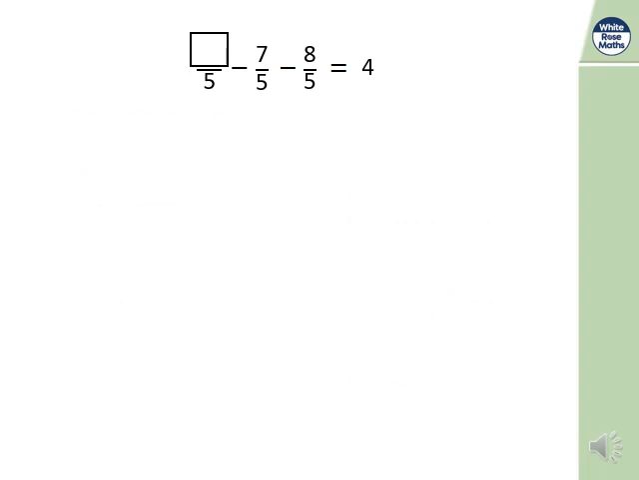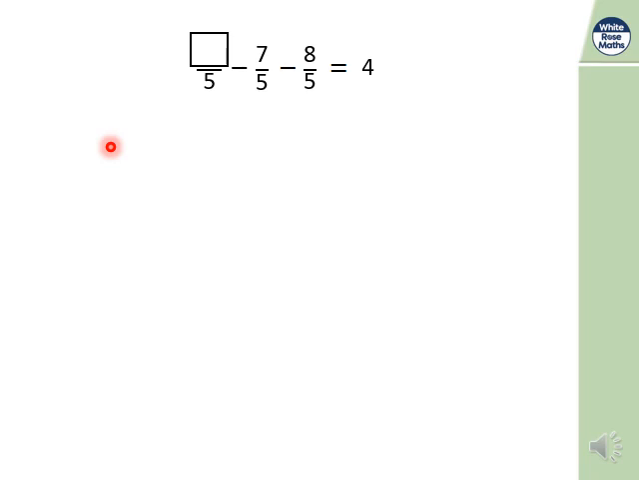We're going to move it on a little bit now and have a look a little bit more at how we could answer these questions. So again, we have a missing numerator for our fifths, and it says something fifths, take away 7 fifths, take away 8 fifths, equals 4 wholes. Have a little think for 10 seconds.